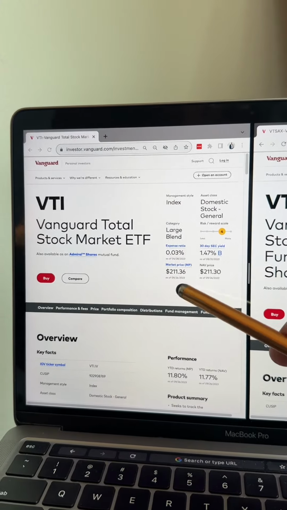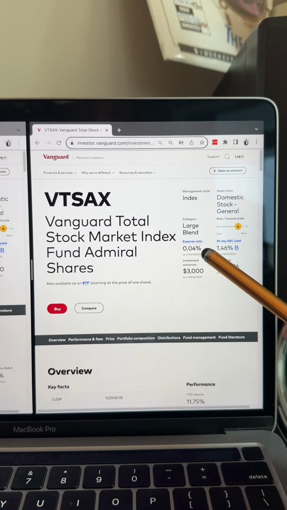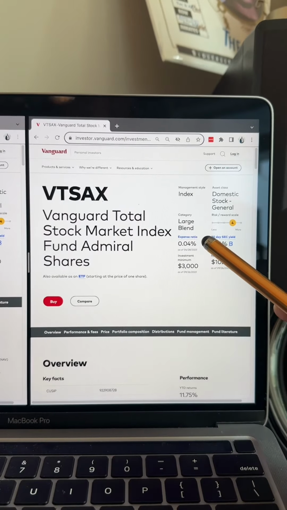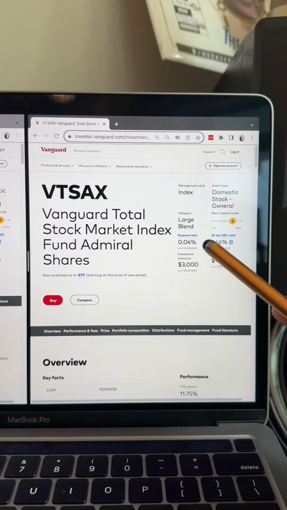The third biggest difference between these two funds is the expense ratio. As you can see here, VTI has an expense ratio of 0.03% and VTSAX has an expense ratio of 0.04%. So VTSAX will charge you a little bit more in fees.